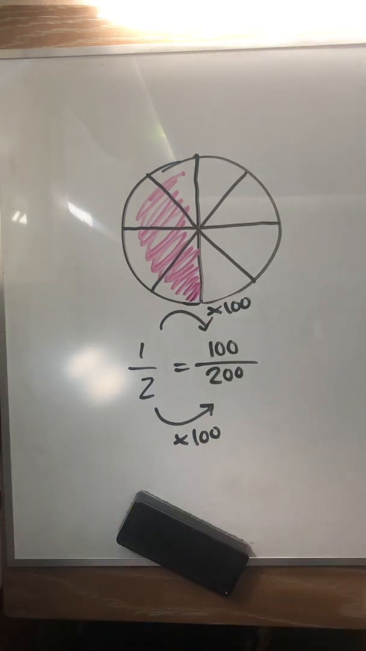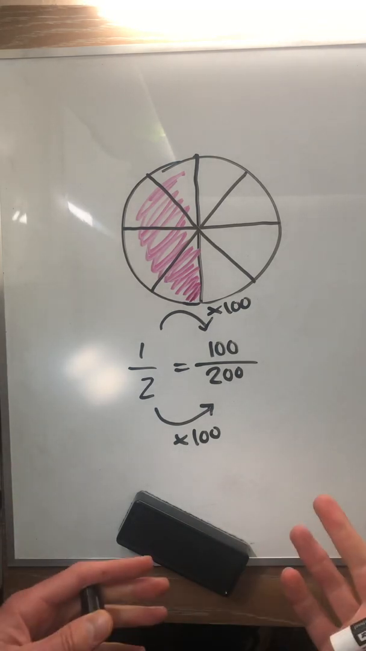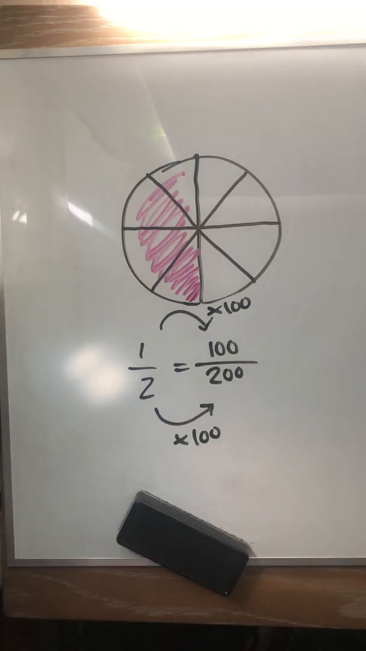So the number can be anything. So they're really infinite equivalent fractions. It can just go on forever and ever. It could be 1,000,000, 2 millionths.